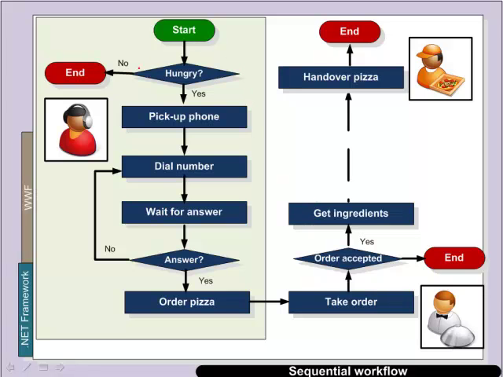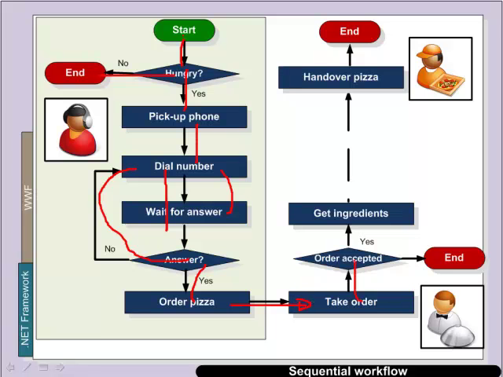So a sequential workflow might be to order a pizza. So we have a starting point and then we have an end point. The first point in our sequential flow might be, are you hungry or not? If not, then we end. If we are hungry, then we could pick up the phone, then dial the number, wait for an answer. Does the phone answer? No. Okay, we'll redial the number and go through this loop until there is an answer, at which point we can order our pizza.